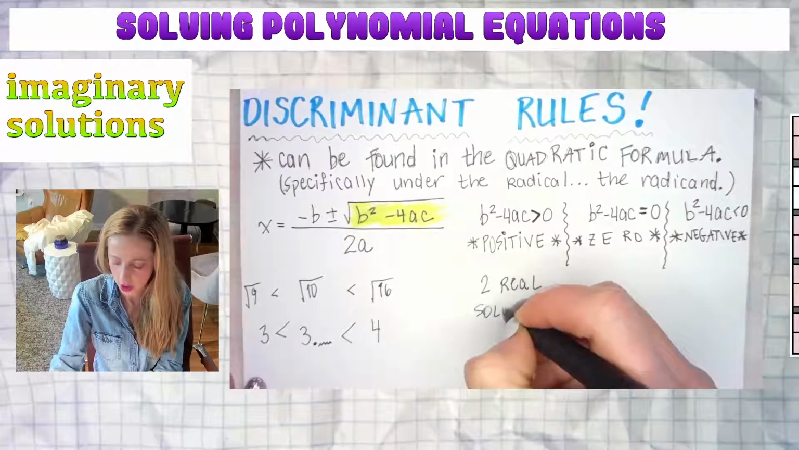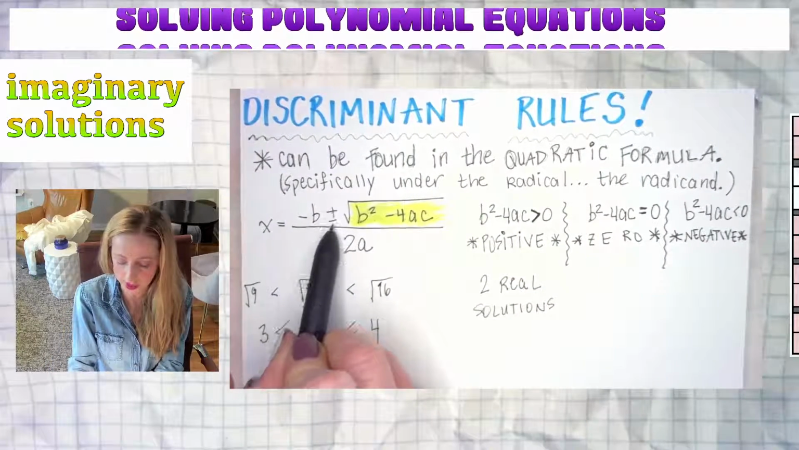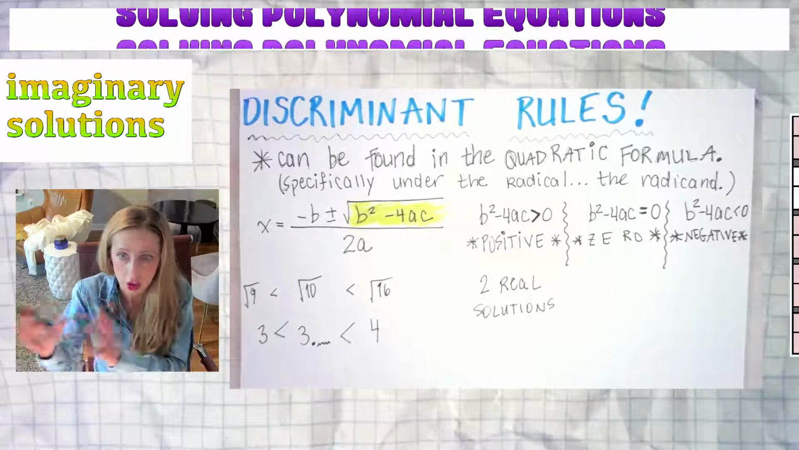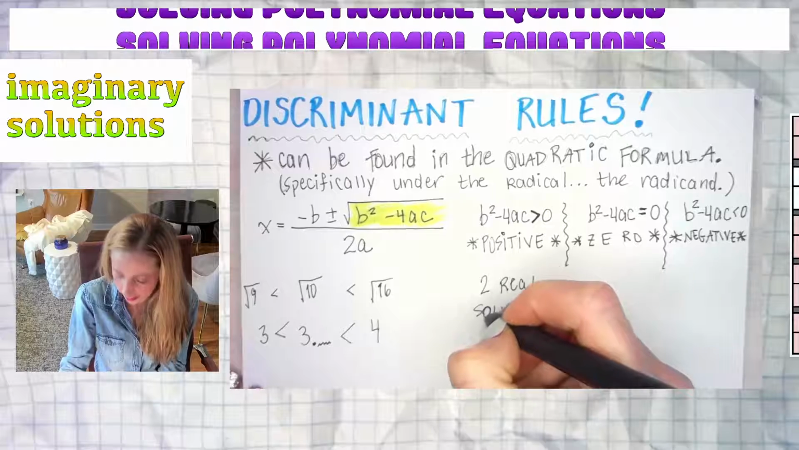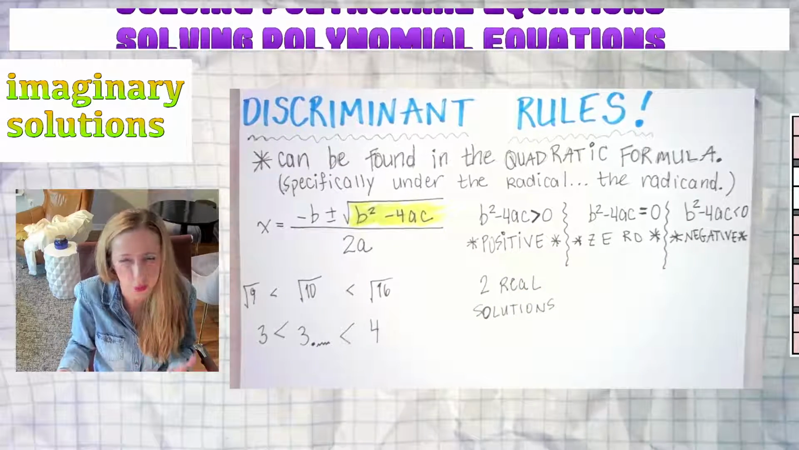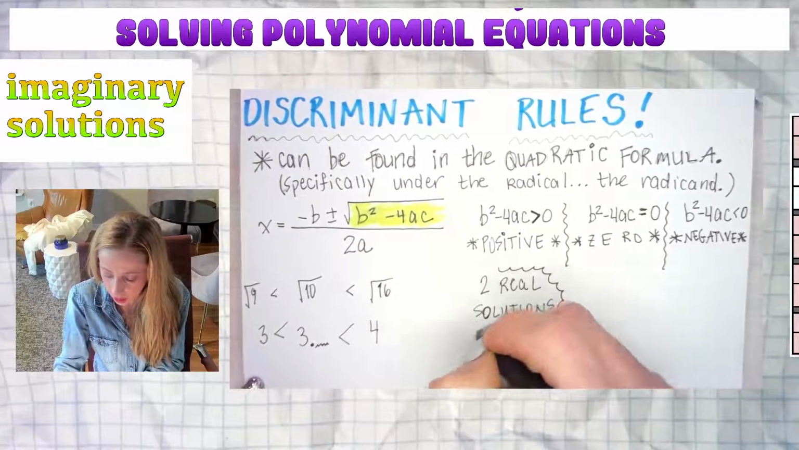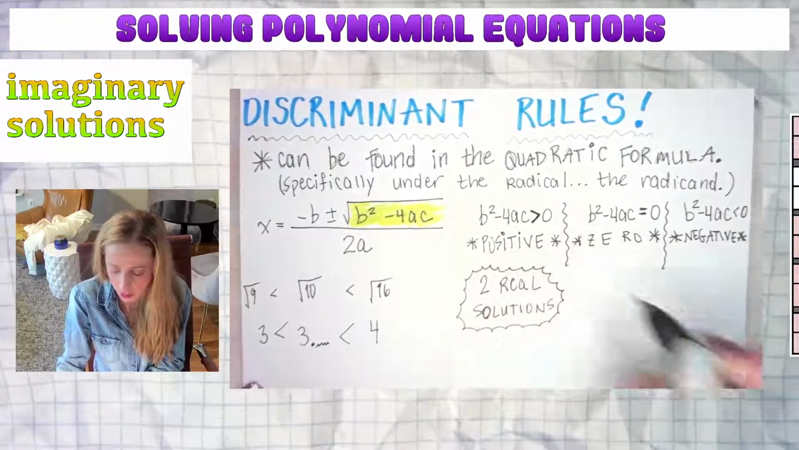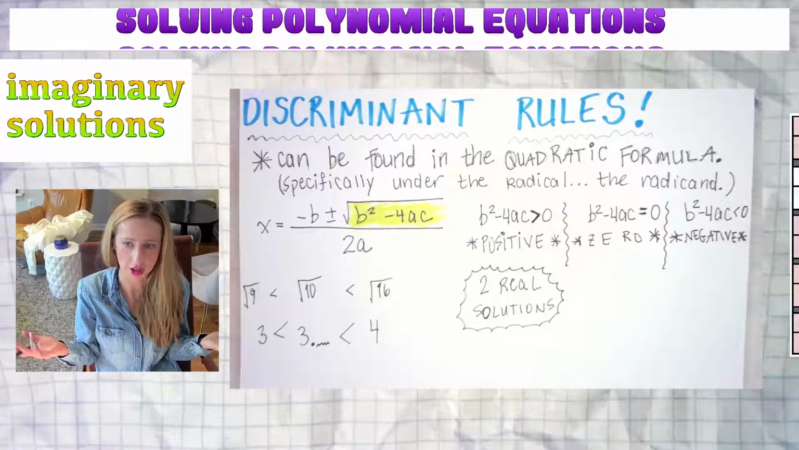2 real solutions. And that's really because you're doing plus and minus something, so you're going to get 2 answers. And they're real because you can take the square root of it. When do we get imaginary numbers? Where do they come from? What is i equal to? Who remembers? Because if they're not real, they're going to be imaginary.